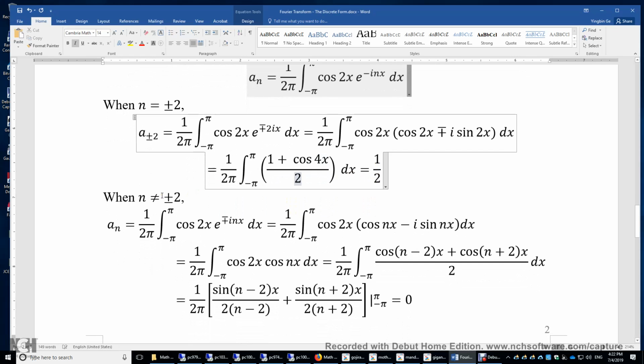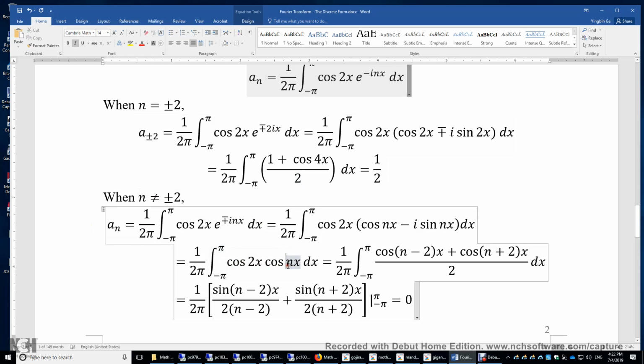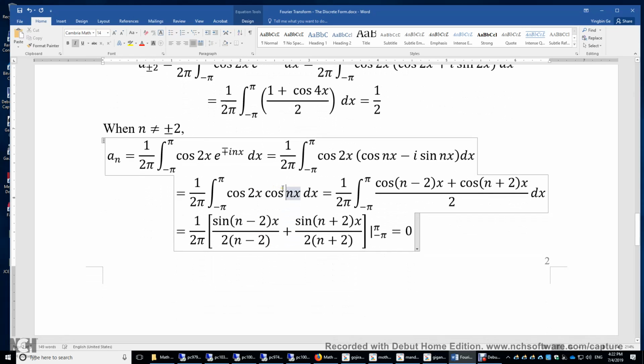What if n is different from plus minus 2? The result will be 0. We'll do this derivation here, and the product of two cosine functions can be expressed in this form: cosine of (n minus 2)x plus cosine of (n plus 2)x. And then we integrate these two cosine functions, we get sine functions. Again, sine functions of an integer multiple of pi or negative pi is 0. Therefore, we get 0 here.